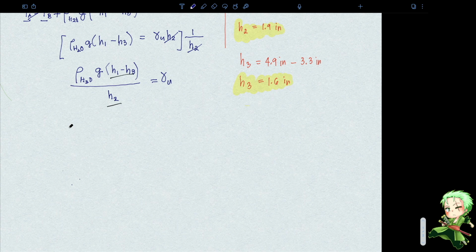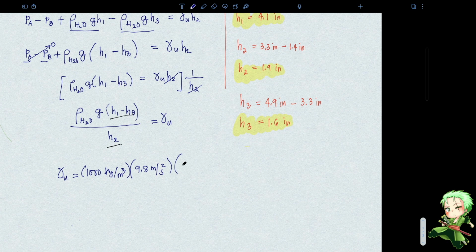So we have gamma u, and that is just equal to the density of water, which is 1,000 kilograms per cubic meter. So you assume this value whenever the density of water is not given at a specific temperature, automatic, that one. And you have 9.8 meters per second squared, and then the difference of H1, which is 4.1 inches, and H3, which is 1.6 inches. And everything is divided by H2, which is 1.9 inches.